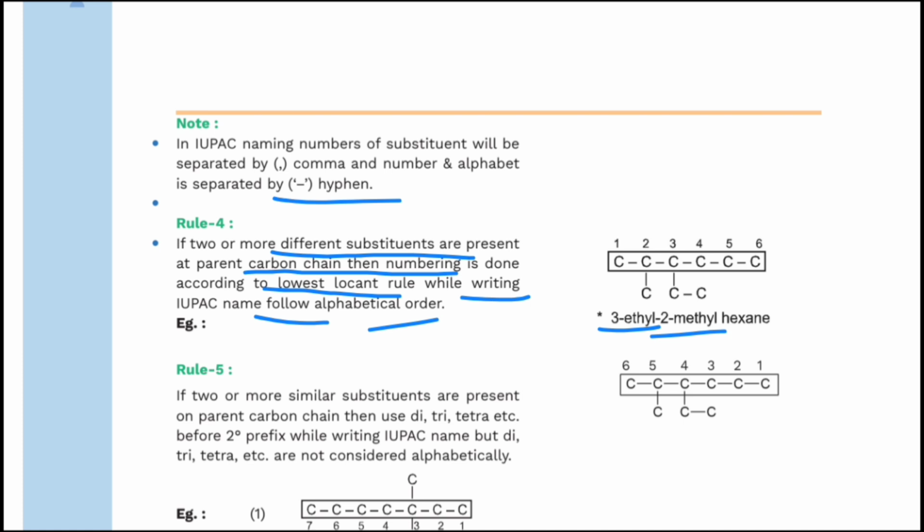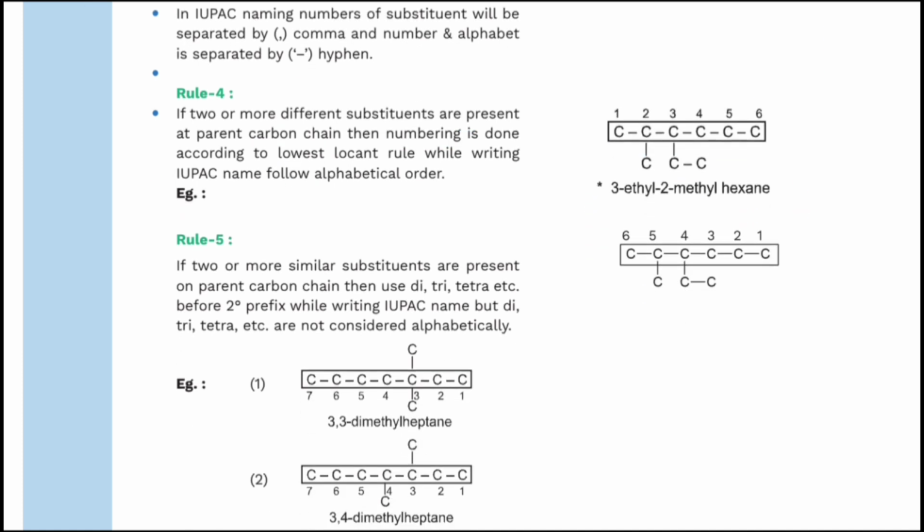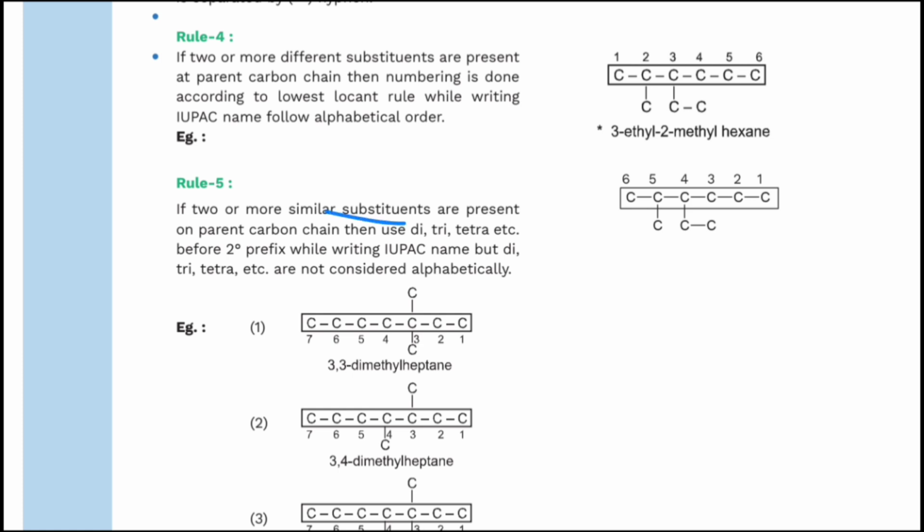But when we are selecting the longest chain, we will number from the side in which the lowest locant gets the lowest number. So methyl has to take the lowest number, so we will start numbering from here, 1, 2, 3, 4, 5, 6. It will be written as 3-ethyl, because in alphabetical order E is before M, so 3-ethyl-2-methylhexane.